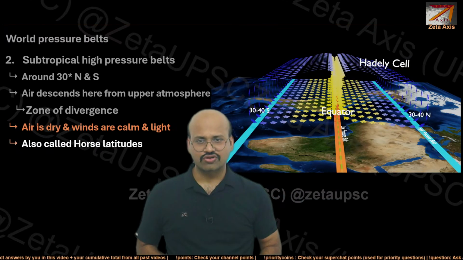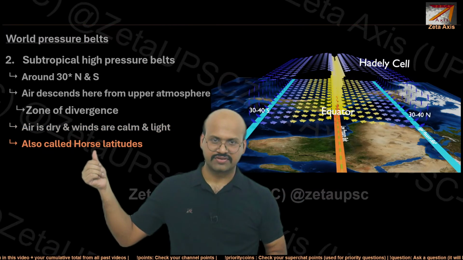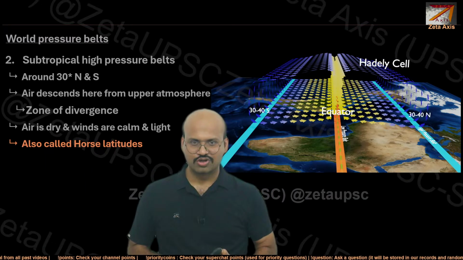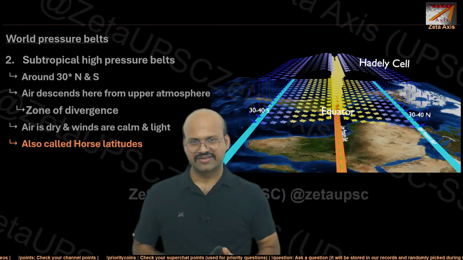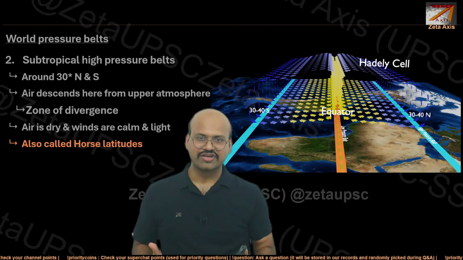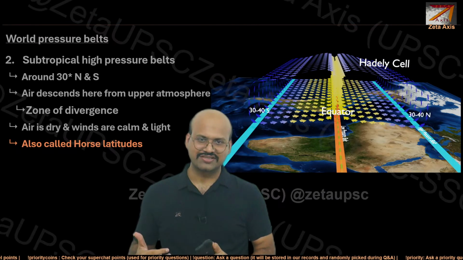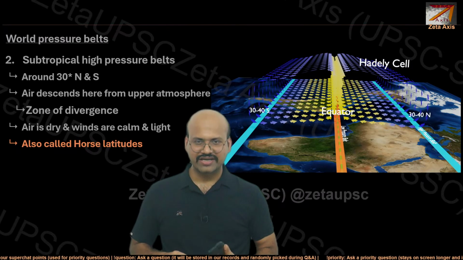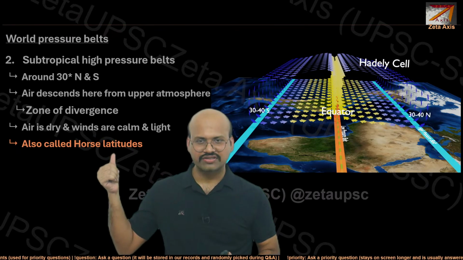This belt is also called the horse latitude. The reason is that the air moves in this region very slowly. So in olden days, the traders would move their horses into the sea to make the boat lighter so that they can move, and that is why it was called horse latitude.